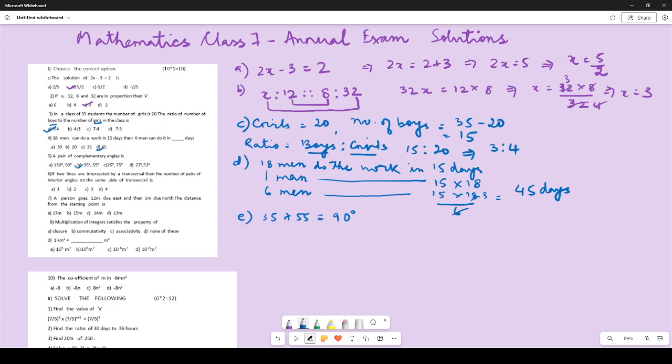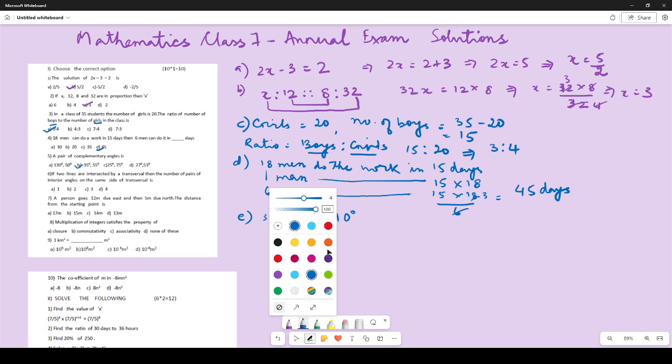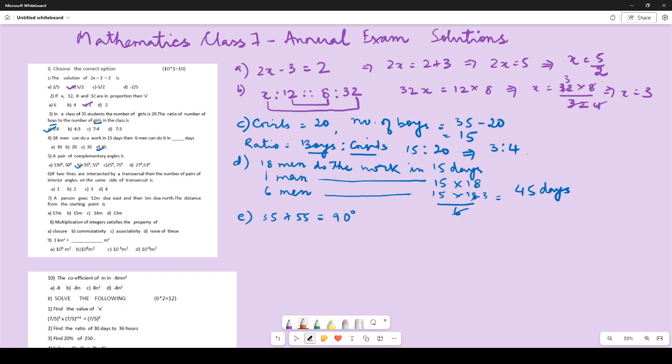If two lines are intersected by a transversal, then the number of pairs of interior angles on the same side of the transversal. Now many of you got confused with this, and as a result, let me change the color. So let me show the diagram over here first. Now see, you were supposed to draw the diagram. Many of you drew the diagram as well. So there is a set of parallel lines, and one transversal going through it. So we have to find out the pairs of interior angles.